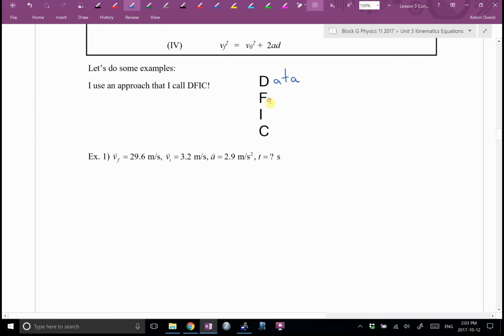The F stands for find a formula. The I stands for insert the numbers, and the C stands for get your calculator. Or if you're feeling nerdy, try and do it in your head. If you do this, this is not the end-all, be-all. This is not the best way.